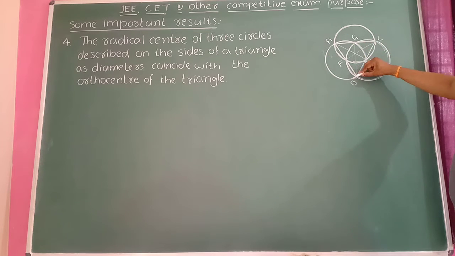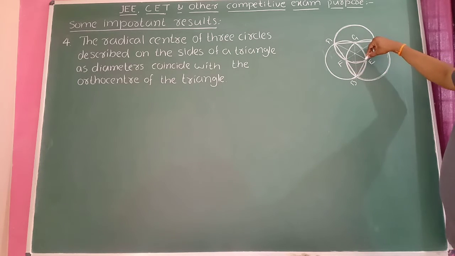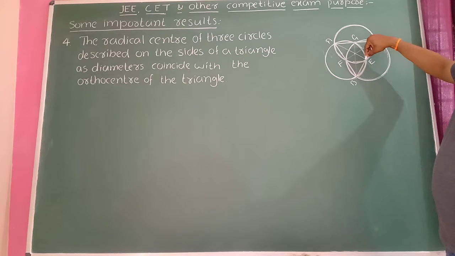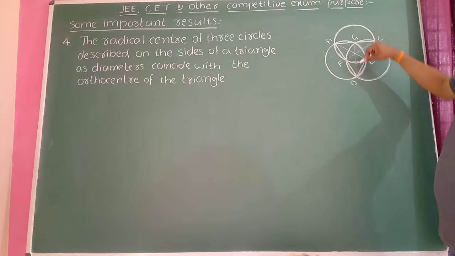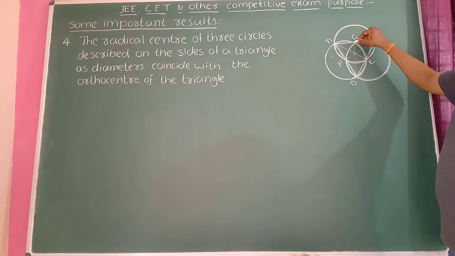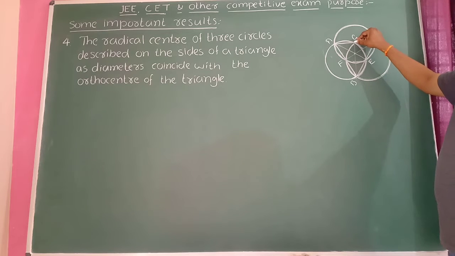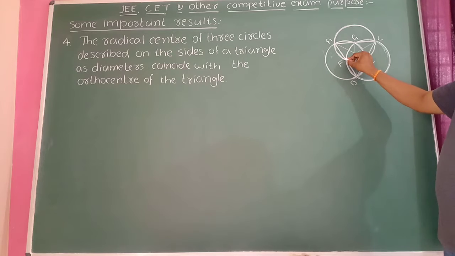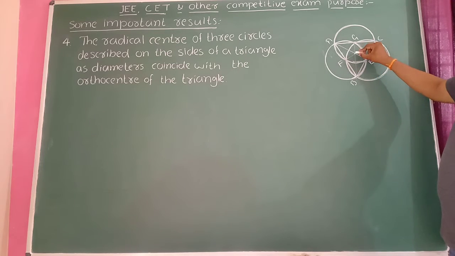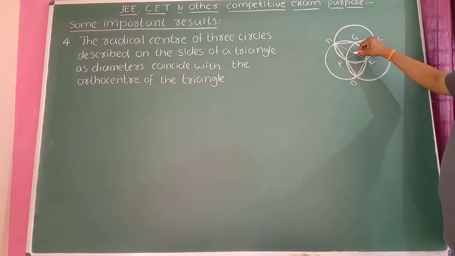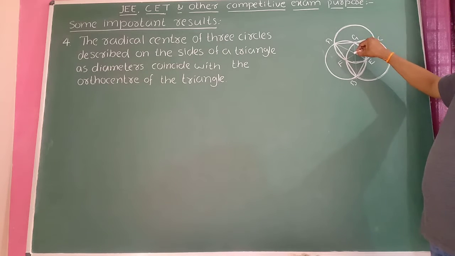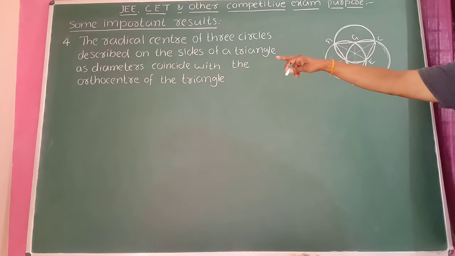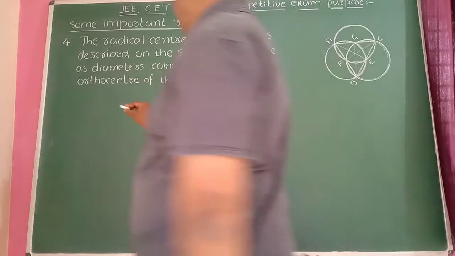Therefore here AE is a radical axis as well as an altitude. BG is a radical axis as well as an altitude here. CF is a radical axis as well as an altitude. All these altitudes meet at this point. All these radical axes meet at this point. This itself is the orthocenter of the triangle here. It is the orthocenter.